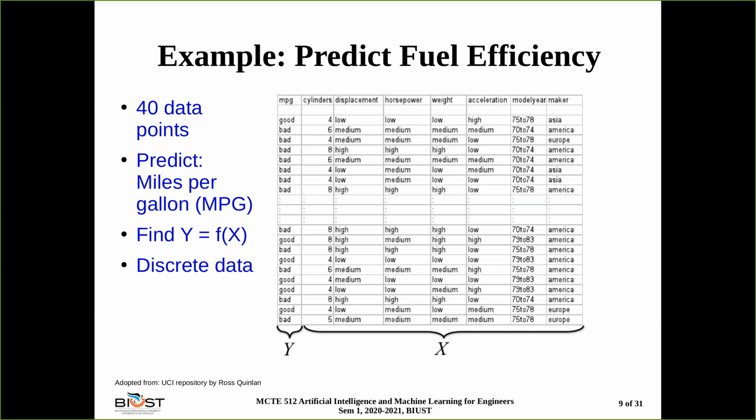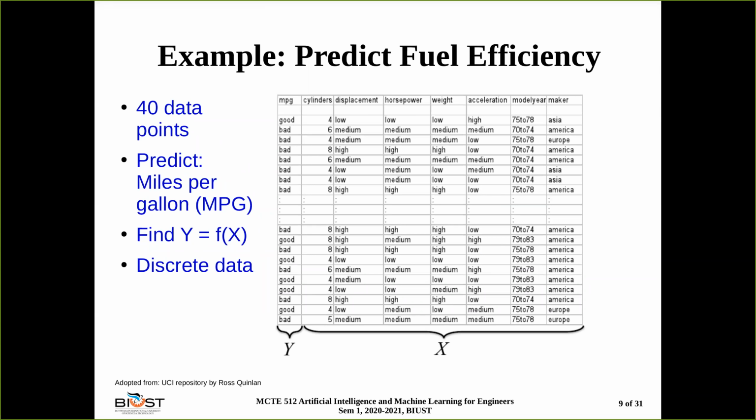For example, consider deciding miles per gallon, that is, which car model has better miles per gallon, given the number of cylinders, the displacement, horsepower, weight, acceleration, model year, and the maker. Then it can determine whether the miles per gallon is good or bad. This is a US or European example, where people are really concerned about how much gas they use.